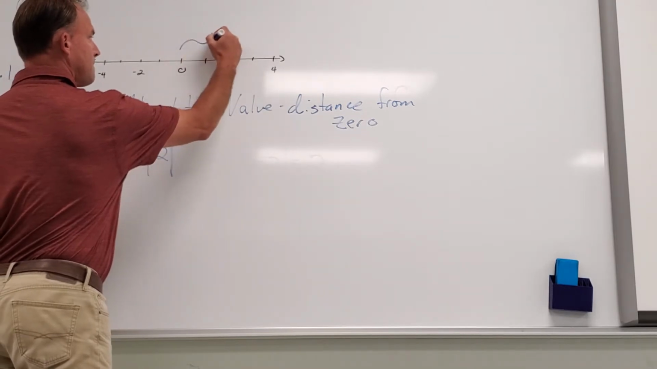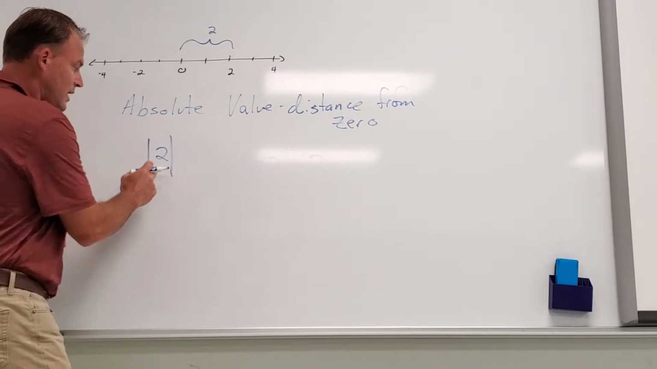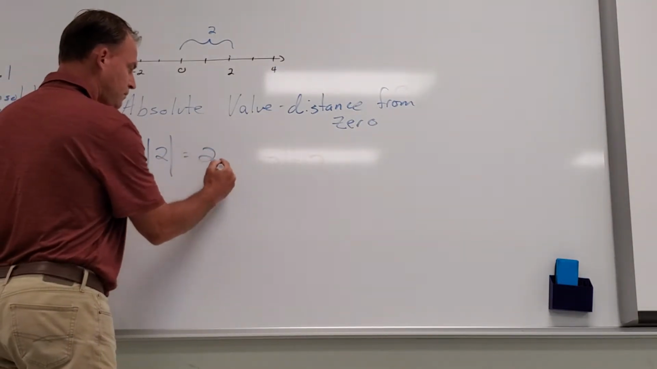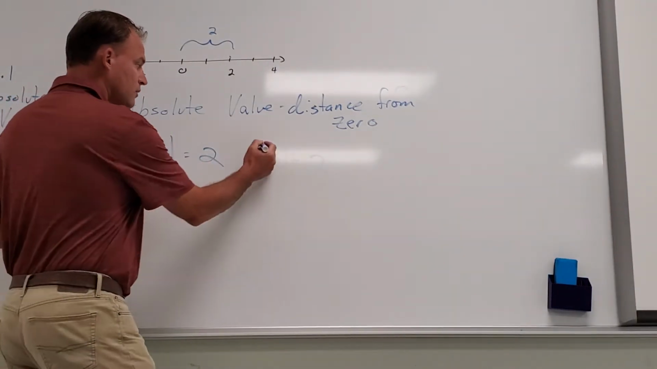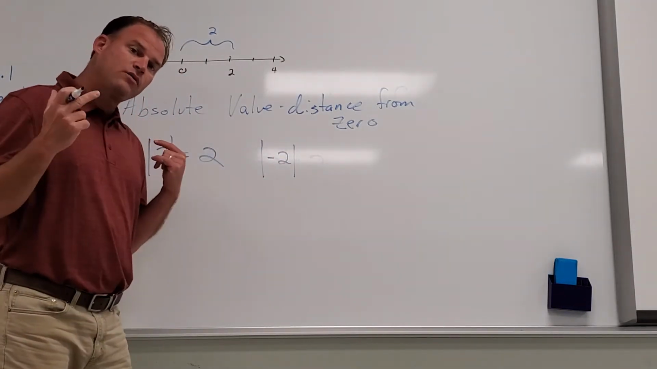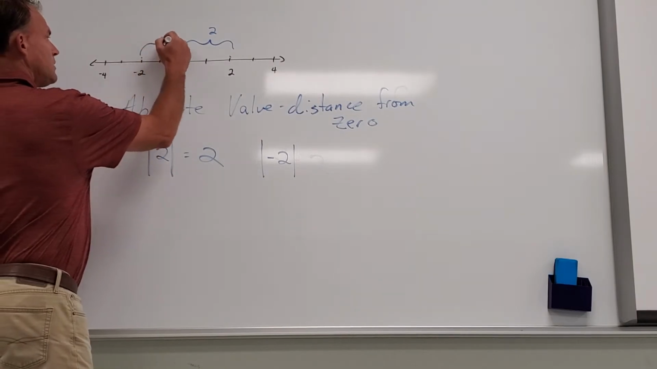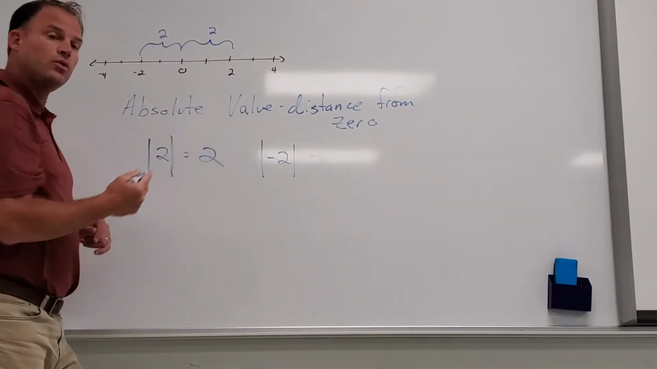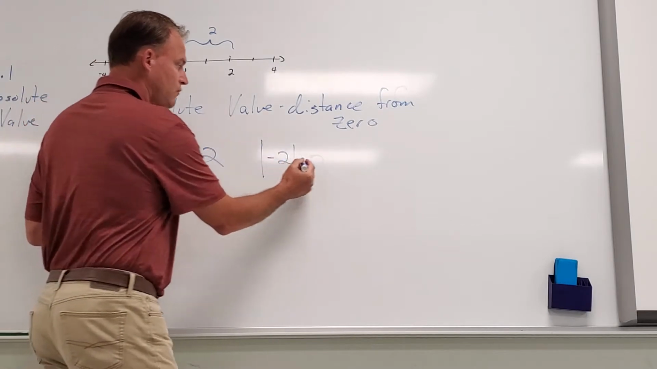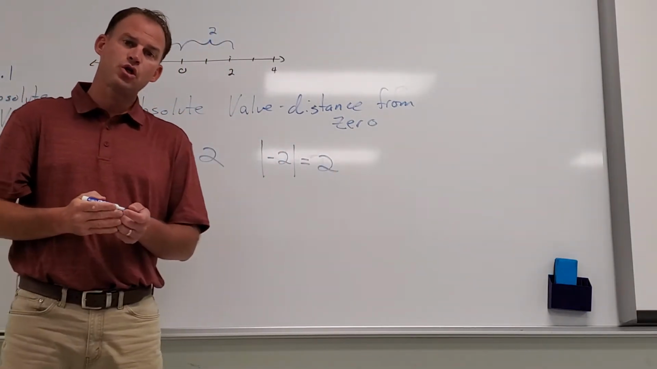I am 2 units away from 0. So the absolute value of 2 is 2. Conversely, if I want to know the absolute value of negative 2, negative 2 is right here. It is 2 units away from 0. So the absolute value of negative 2 is also 2.